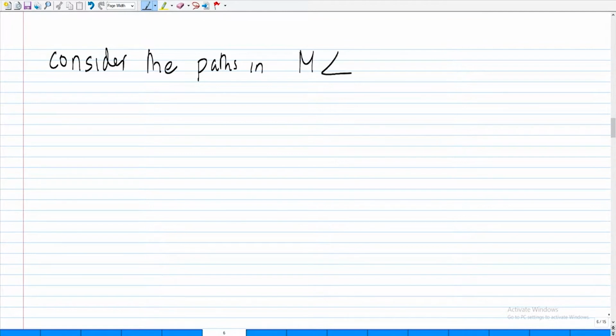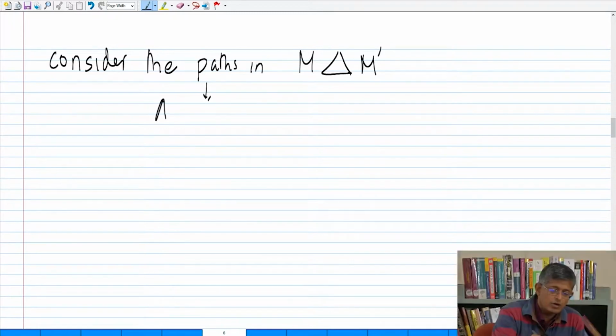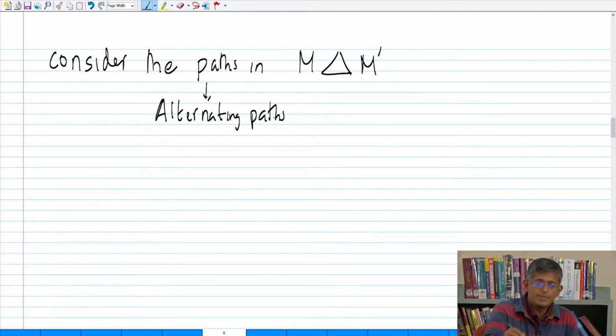Consider the paths in M symmetric difference M prime. First of all, I am introducing this for the first time, these paths are what we call alternating paths. Let me mark the edges here as 1 and mark these edges as 2. Remember that M is a maximal matching, no augmenting path, and M prime is a larger matching. It has more edges.